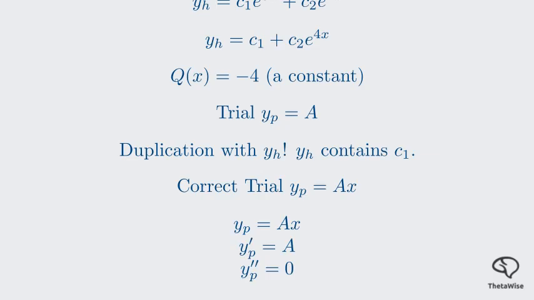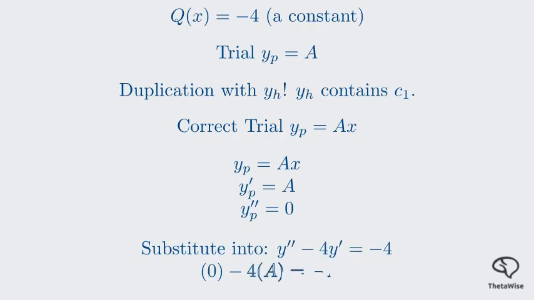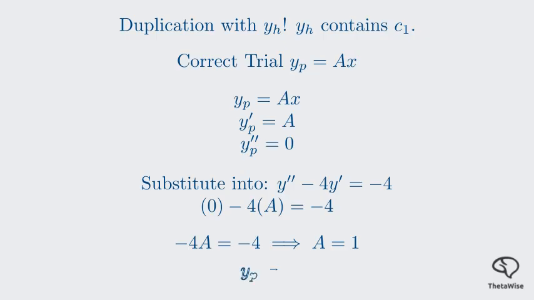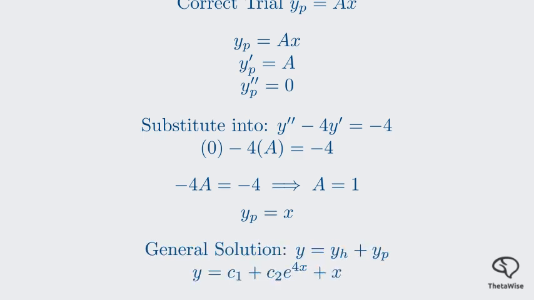Plugging these into our standard form equation, y double prime minus 4y prime equals 4, we get 0 minus 4 times a equals 4. This simplifies to 4a equals 4, which means a equals 1. So our particular solution is yp equals x. Finally, we combine yh and yp to get the general solution. The general solution is y equals c1 plus c2e to the 4x plus x. It's important to be vigilant for these special cases where duplication occurs with a constant term.